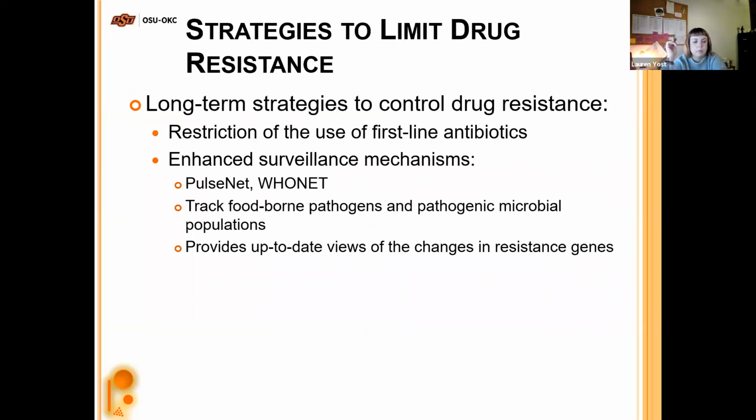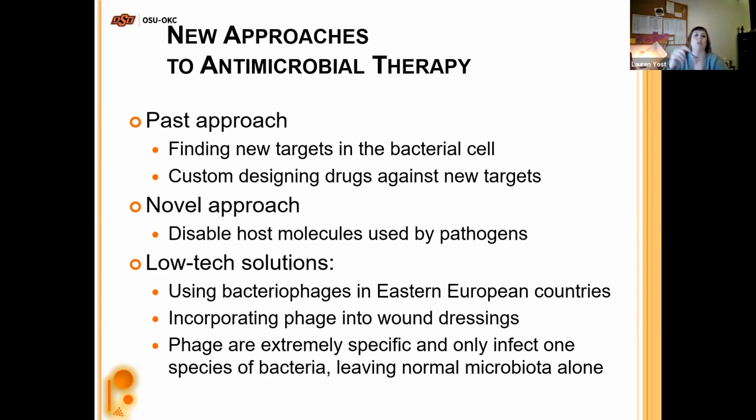So long-term strategies to control drug resistance include restriction of the use of first-line antibiotics. You don't want to use antibiotics if you don't need them. Enhancing surveillance mechanisms. We have PulseNet and World Health Organization Net, WHONet, that track all of this. They'll track foodborne pathogens and pathogenic microbial populations. They can also allow for tracking of resistance and changes in resistance genes, so they can keep track of what strains might be getting more resistant and where, to predict it.